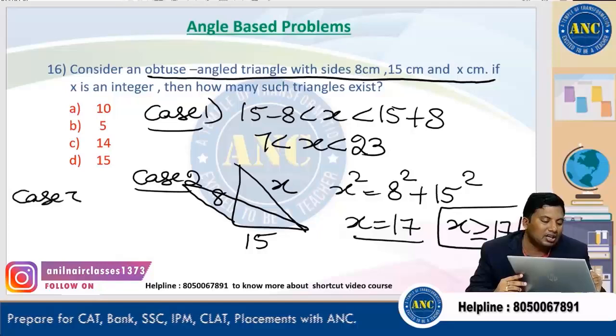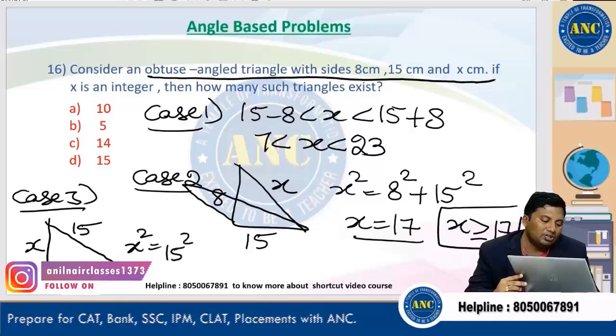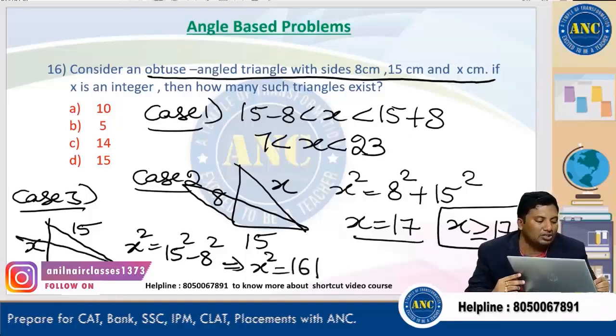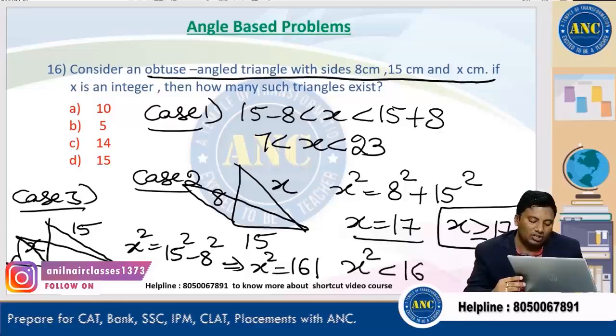Case 3. What if x is not the largest side? Then make x the height. If it is 15 and 8, x square is nothing but 15 square minus 8 square, 225 minus 64, which is 161. If the hypotenuse is growing, the height will be less. So x square is less than 161.